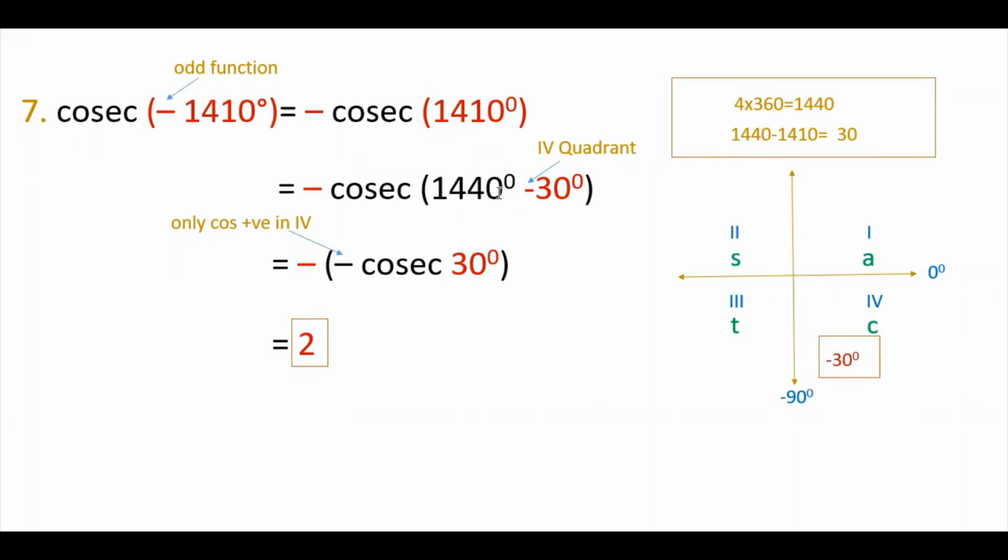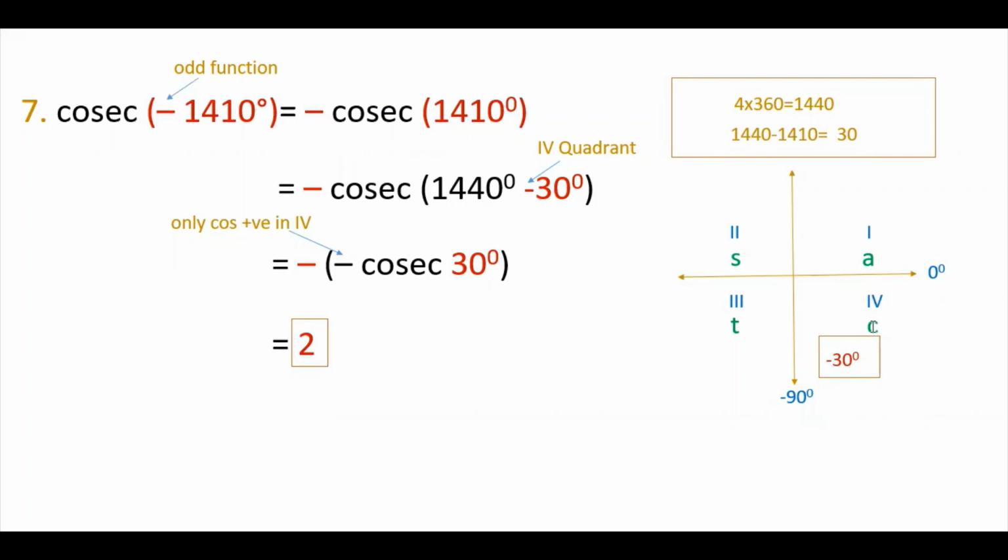Now it is 4 rounds, so it takes 4 rotations. You cannot consider this angle; you only have to check the angle minus 30 degrees. So here, minus cosecant of minus 30 degrees. Minus 30 degrees is a negative angle. It is in the 4th quadrant, in the range 0 to 90 degrees, measured in the negative direction.